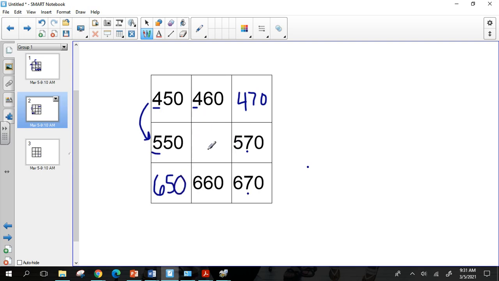And let's look here. What would come in this place? Well, both of these are 500s going across, so this needs to be a 500. These all have 60, 60 here and 60. So I think this is 560 that fits in my pattern there.